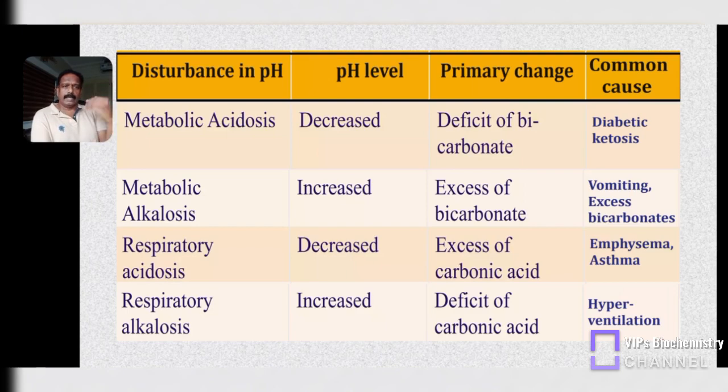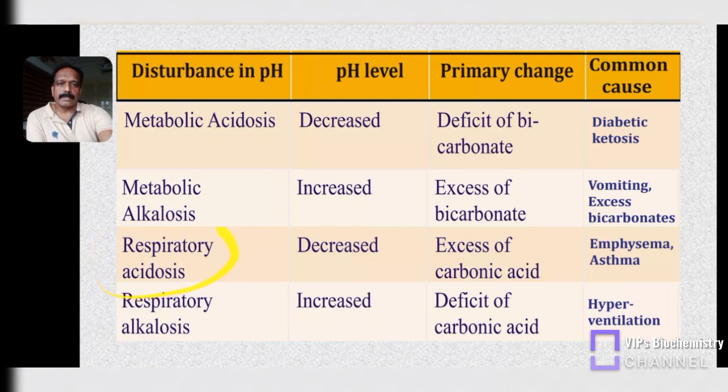This happens when excess bicarbonate is present in blood. It may be a result of excessive vomiting, when H plus ions are lost excessively and HCO3 minus ions are increased in blood. It can also happen during administration or overingestion of bicarbonate ions. As a part of therapy, bicarbonate may be administered, so there is a chance for excess administration, which results in metabolic alkalosis.